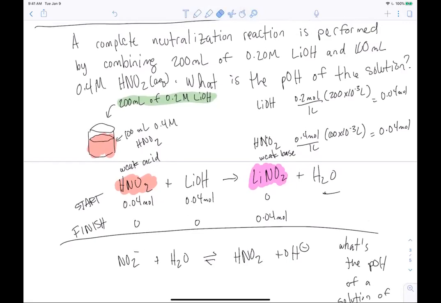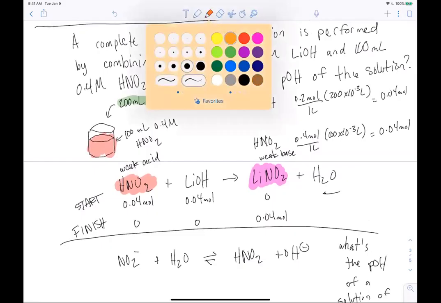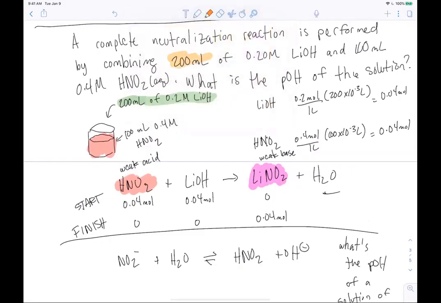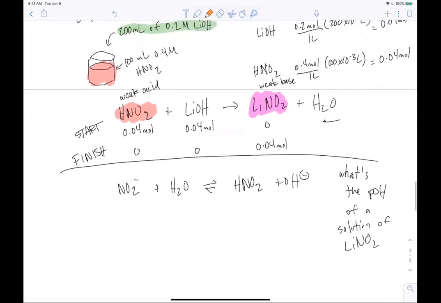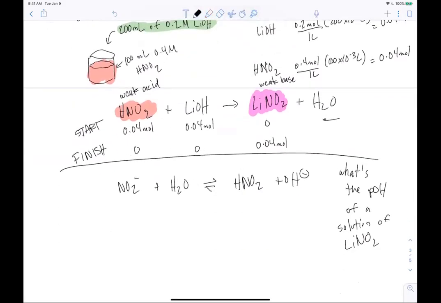And so now we have to go in and make sure that we have all our volumes correct. So we had 200 mils here and we mixed it with 100 mils. So our actual concentration of lithium nitrite is 0.04 divided by 300 times 10 to the minus third. So that's our lithium nitrite concentration.